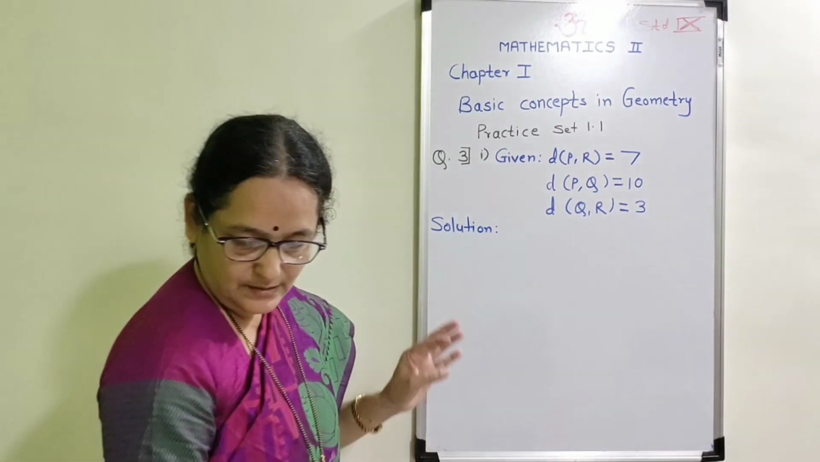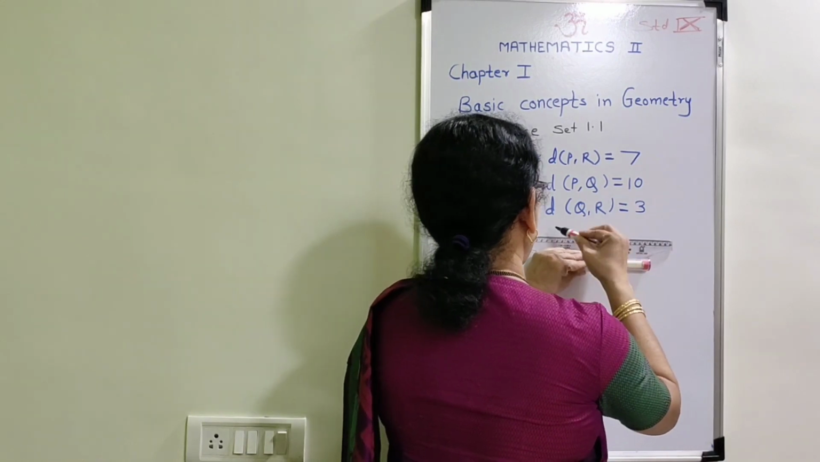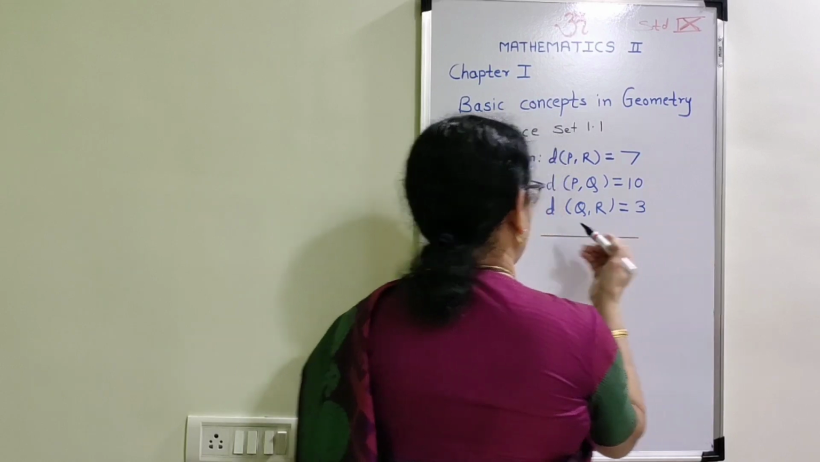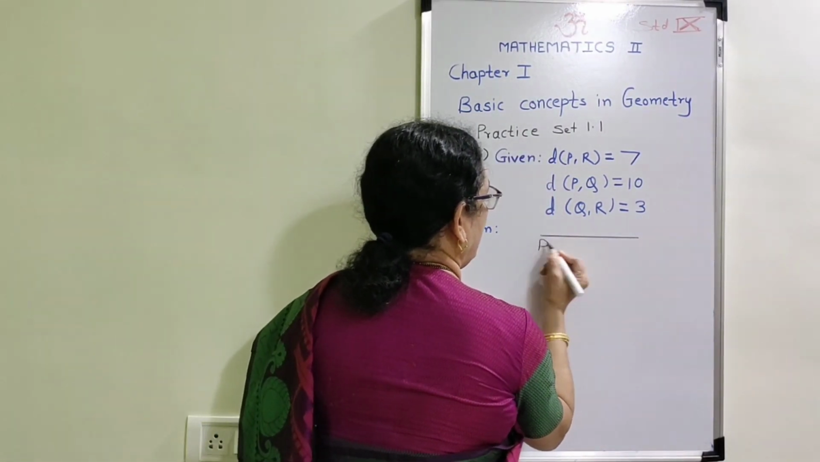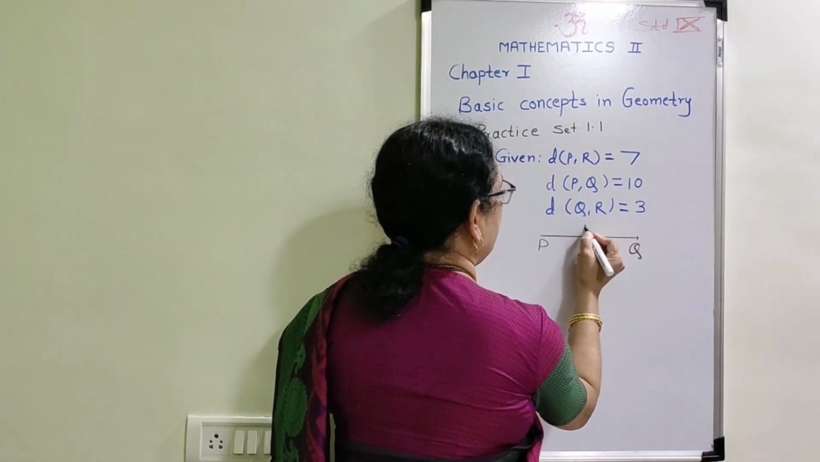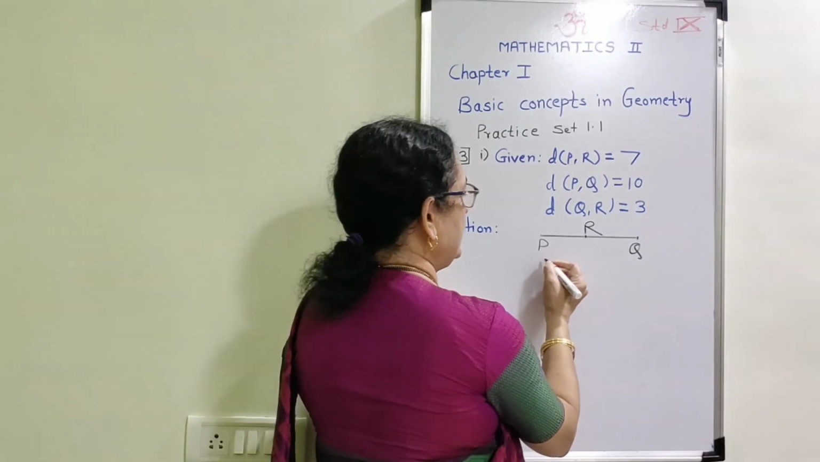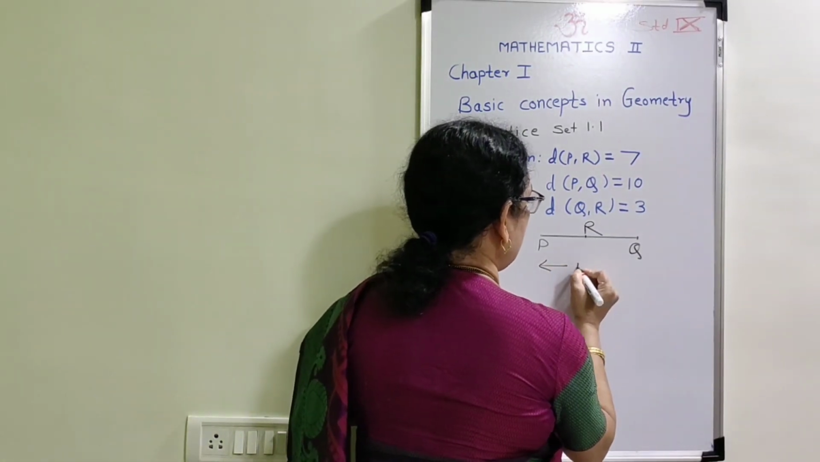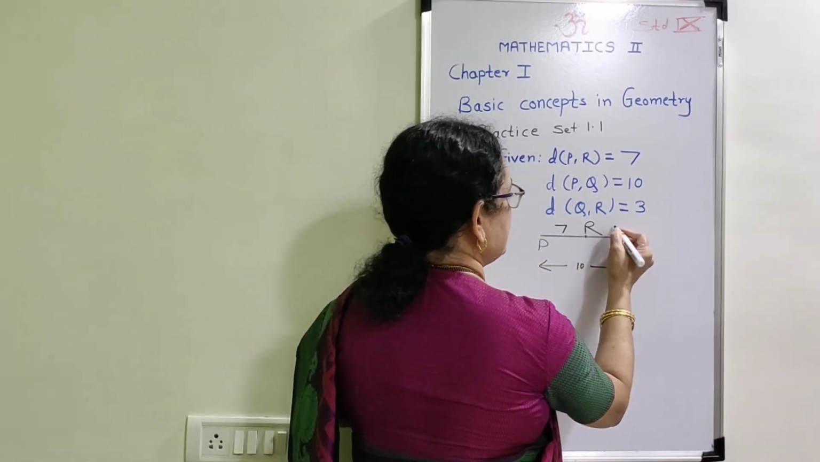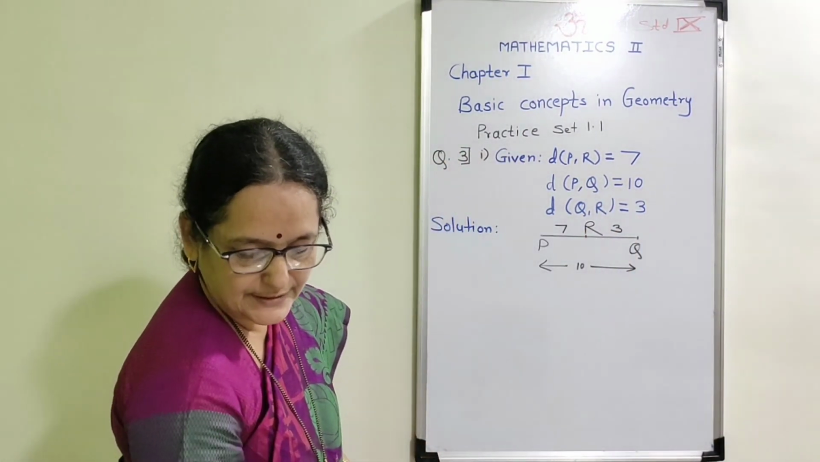For this example, we need a figure. Here, since the greater distance is PQ, I am going to take the points P and Q at the end, and I will take the third remaining point R in between P and Q. We know that distance PQ is equal to 10, distance PR is 7, and distance RQ, that is QR, is 3.